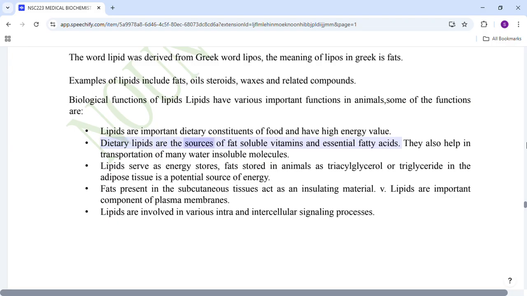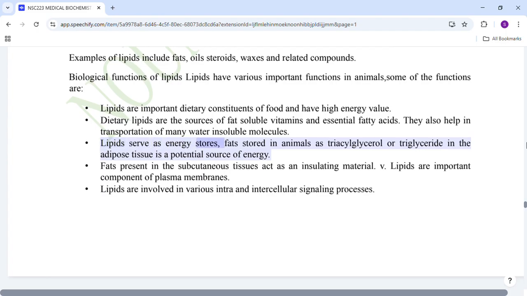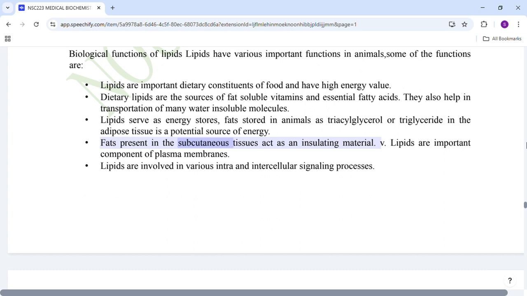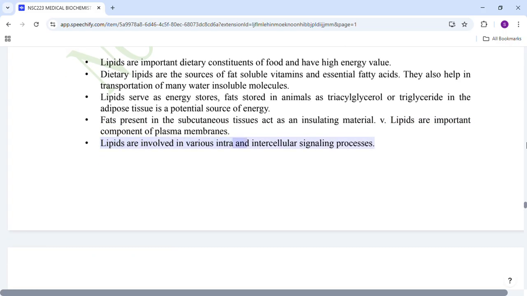Dietary lipids are the sources of fat-soluble vitamins and essential fatty acids. They also help in transportation of many water-insoluble molecules. Lipids serve as energy stores. Fat stored in animals as triacylglycerol or triglyceride in the adipose tissue is a potential source of energy. Fats present in the subcutaneous tissues act as an insulating material. Lipids are important components of plasma membranes. Lipids are involved in various intra- and intercellular signaling processes.